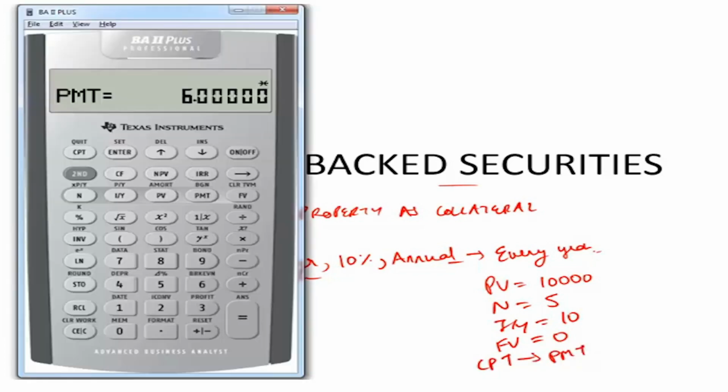So let's do it. Press 10,000 and press PV. Press 5 and press N. Press 10 and press I/Y. Press 0 and press FV and compute PMT. The PMT comes out to be $2,638.